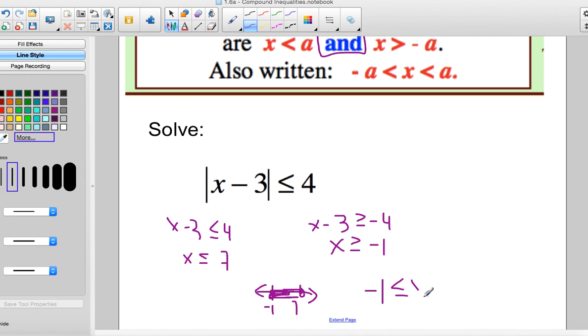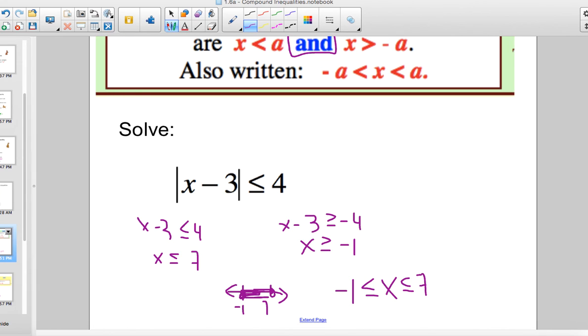Is less than or equal to x, which is less than or equal to 7. Right, so that would be your final answer. Sorry, I forgot to do that. Okay.